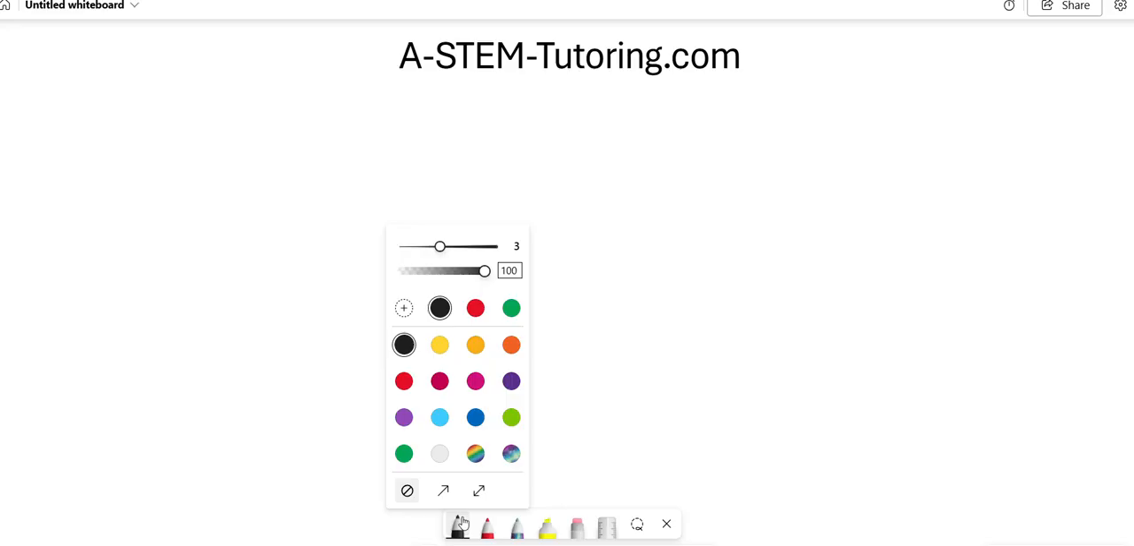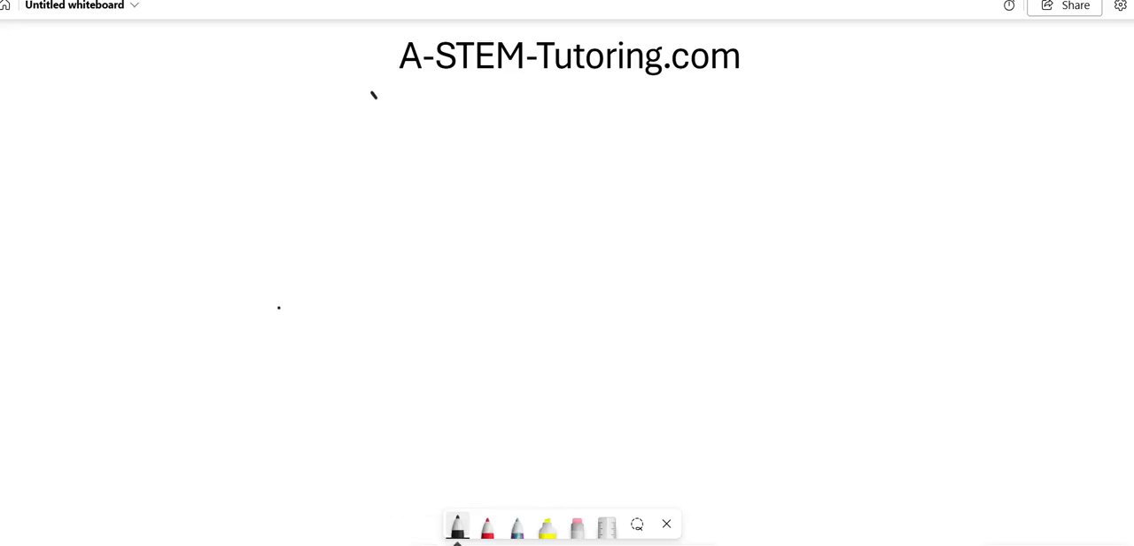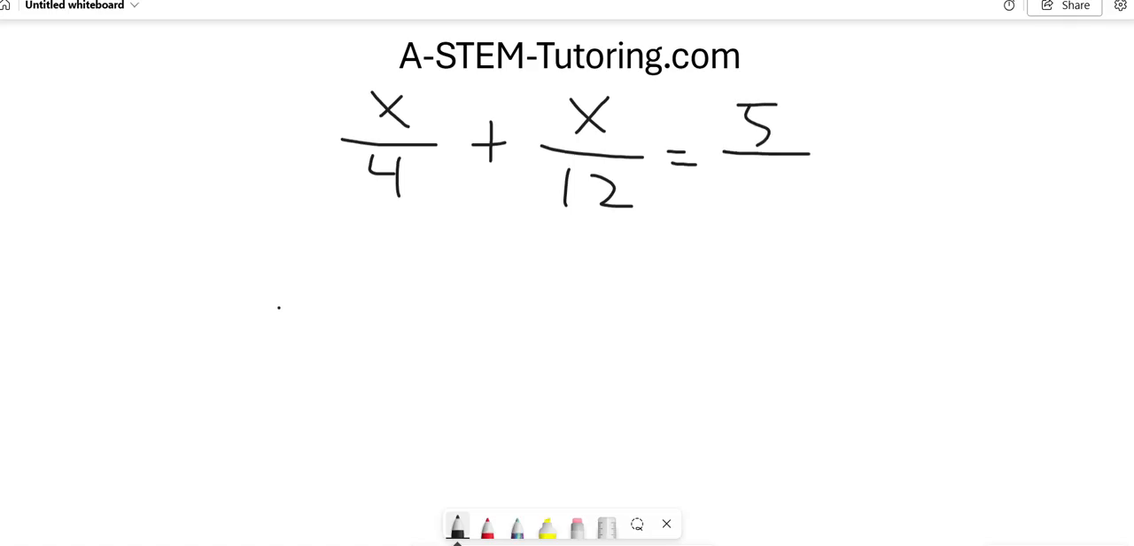So suppose we have this equation: x over 4 plus x over 12 equals 5 over 3. All these different fractions make the problem more difficult to solve. A simple way to get rid of them is to multiply everything by the lowest common denominator.